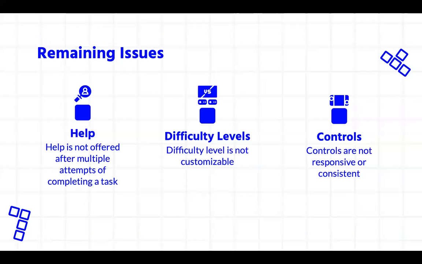Lastly, these are our remaining issues. Help is not offered after multiple attempts of completing a task. For instance, if players keep failing an objective during the same stage, the game wouldn't offer any help or tips. Difficulty is not up to the player or customizable by mode, aspect, or approach. Controls are not responsive or consistent. The game has a very prominent cursor issue and also fails to communicate how controls work in a clear way.